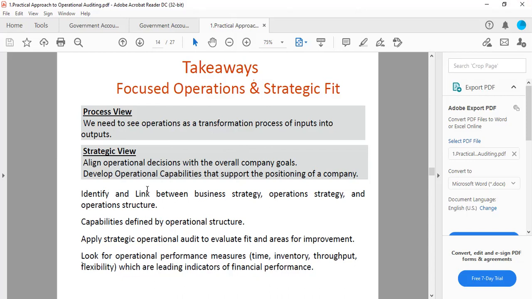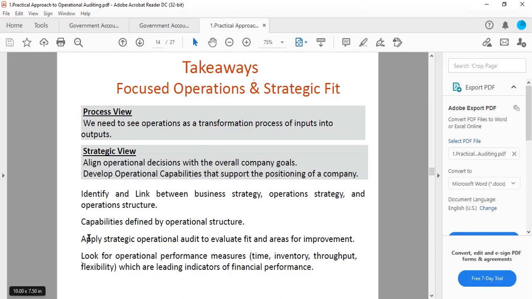Then develop operational capabilities that support the positioning of a company, and that is very important. So anything that we do, even at the lower levels or at the bottom, should support those at the top. So everything should be aligned and congruent with each other. Then this is another important point. We identify and link the business strategy, so the long-term objectives for the business, the operations, and the structure of the operations should be linked to those.